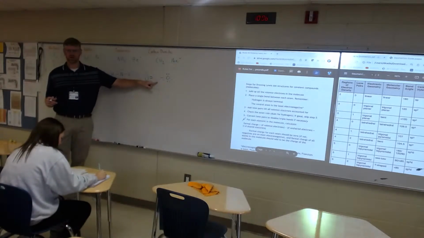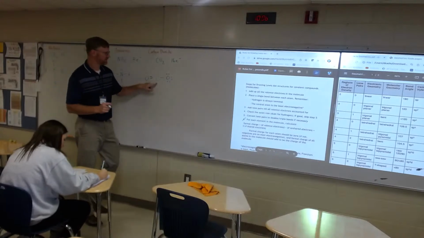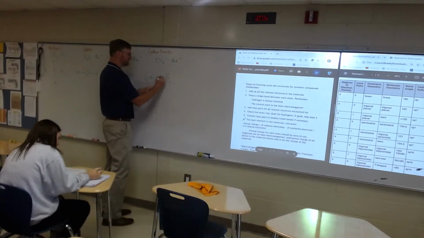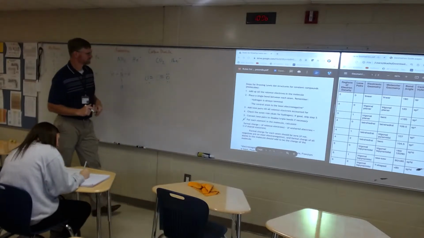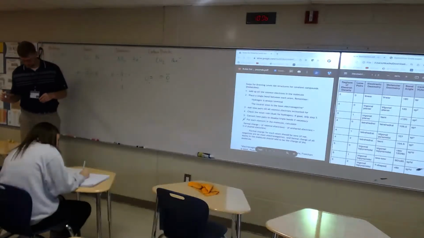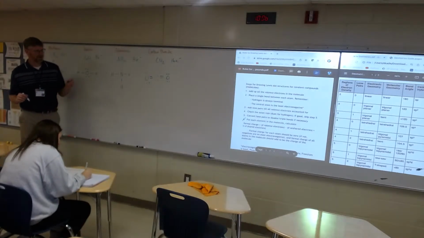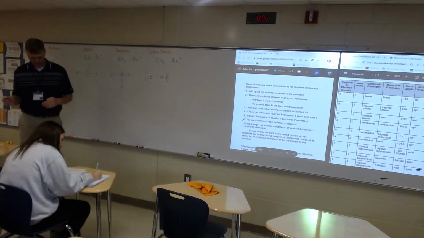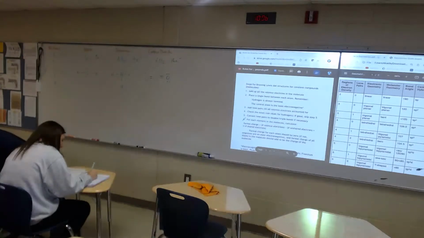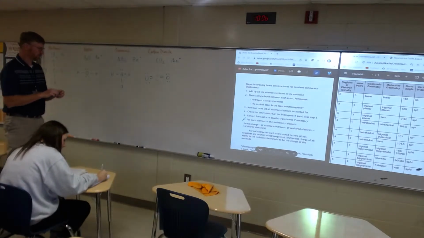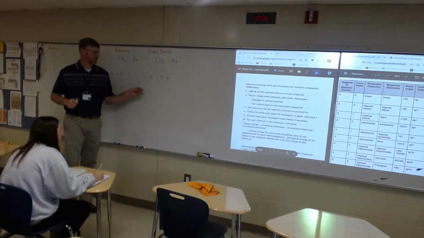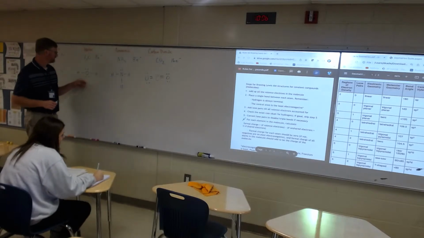That made carbon have 6 instead of 4, so we're getting better. Let's take 2 off of this side and put them right there. Now everybody has 8. So that's the Lewis dot structure of carbon dioxide, ammonia, water, methane.